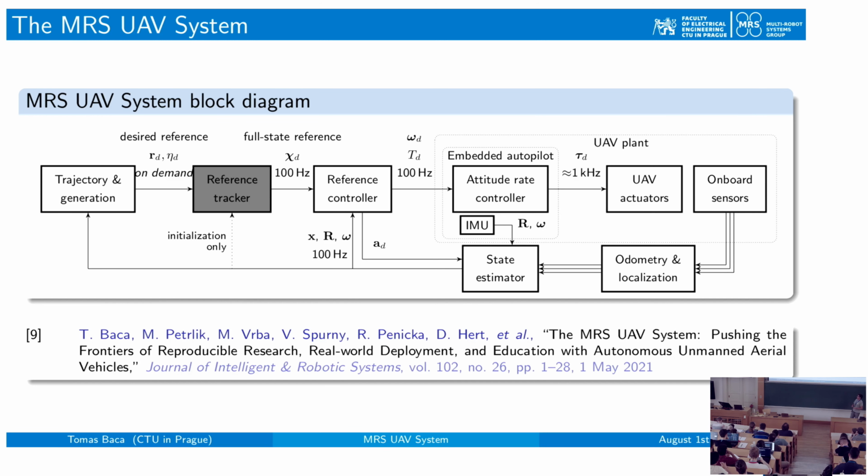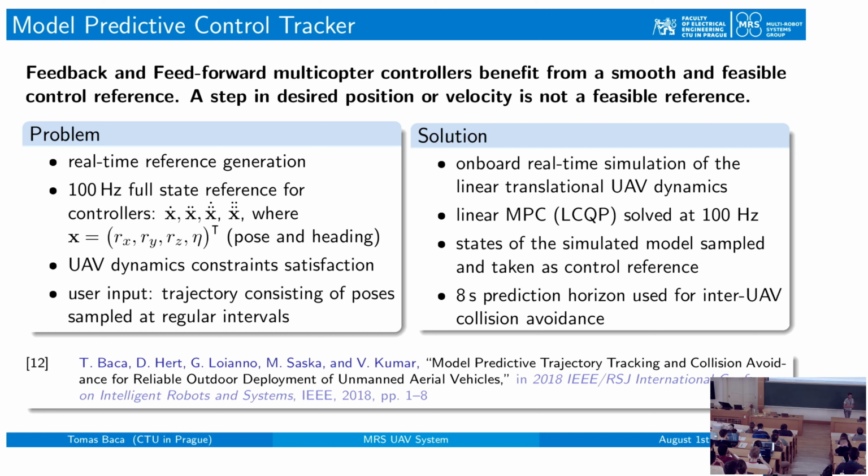Another important part of the system is reference tracking, or let's say reference generation. This is responsible for creating a smooth and feasible reference for the feedback controllers. And I would even argue that this is the most important part of the control pipeline. This is basically the feed forward. So when you as a user give a drone a reference and you say, let's fly 10 meters there, it's not like you give the controllers a reference which jumps by 10 meters, because that's infeasible. The drone cannot teleport itself.